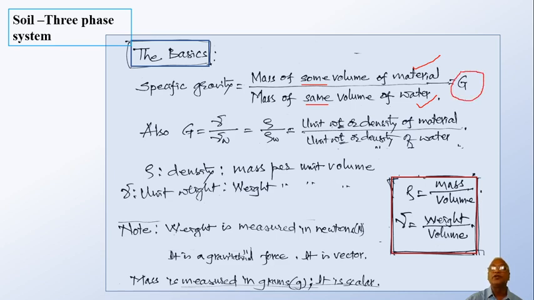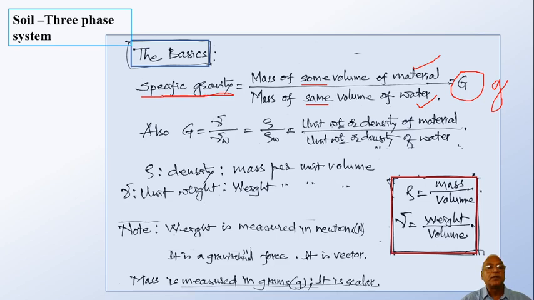And then what is the notation used for specific gravity in soil mechanics? It is capital G. Unlike the g that we till now have referred to, which is acceleration due to gravity. So you should not confuse this G and this g. This G is also representing gravitational constant, but here in soil mechanics it is used for representing specific gravity.